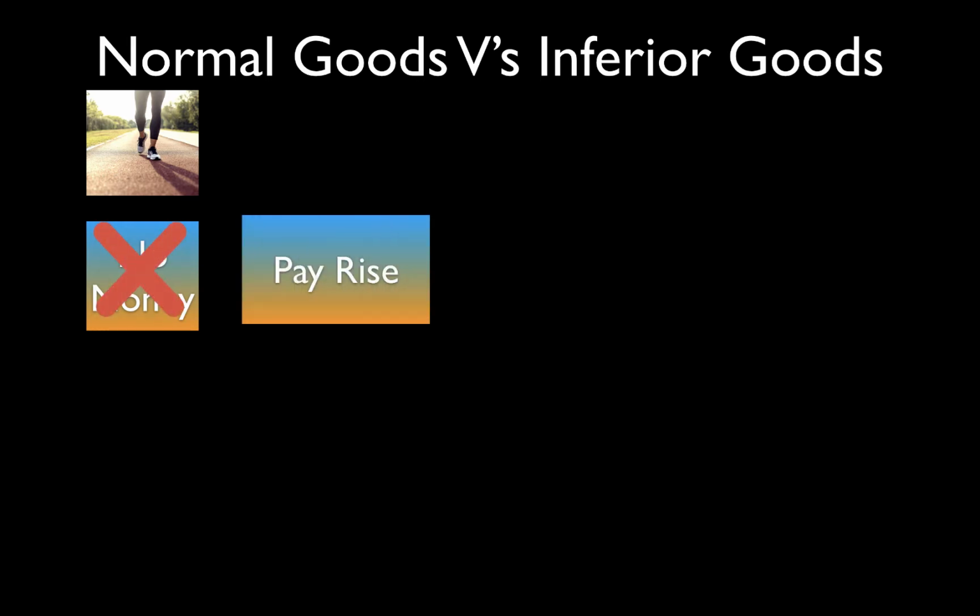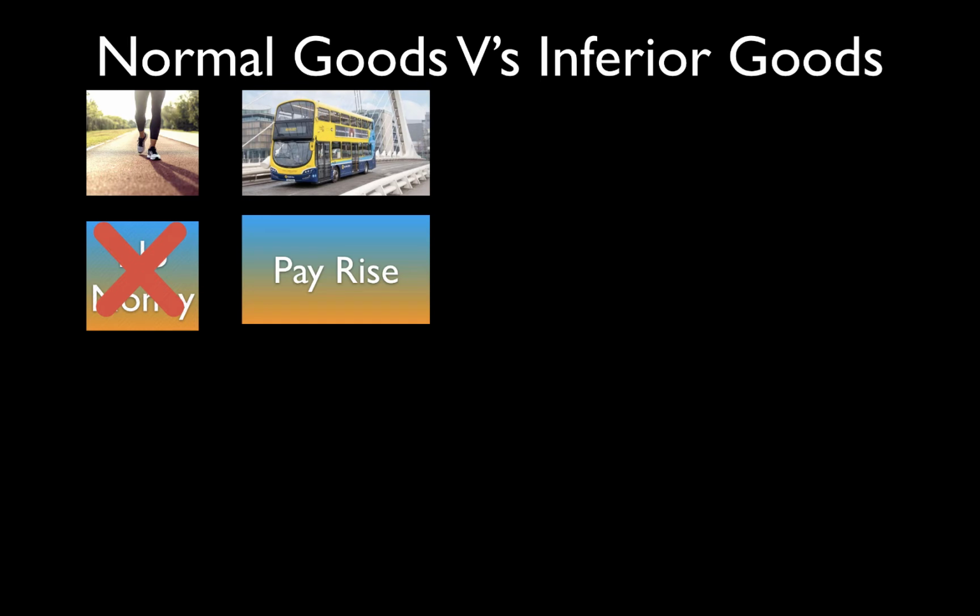So we've got a pay rise. All right, so we don't have no money anymore. We have some money. So now how are we getting to work? Well, we're going to get the bus. Okay, so you couldn't even afford to get the bus at the start. You were walking everywhere. Now you can afford to get the bus to and from work.